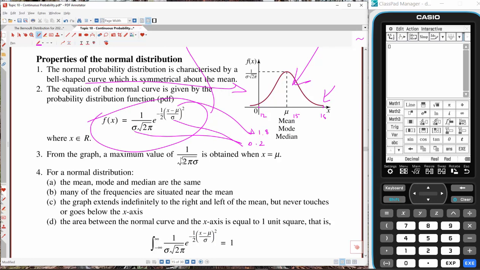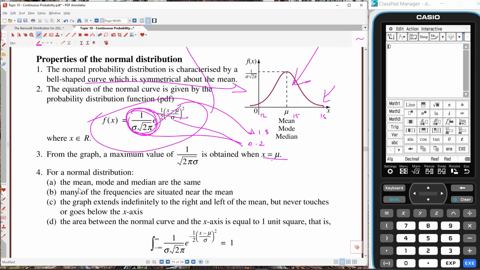From the graph, we get a maximum value of 1 over the square root of 2 pi times sigma when the x value is the mean. Now, how does that work? If the x value is the expected value, then this becomes 0. 0 divided by this is 0. 0 squared is 0. 0 multiplied by this is 0. e to the 0 is 1. 1 multiplied by that is just that thing there. So that cancels out if x is equal to the expected value, or the mean.